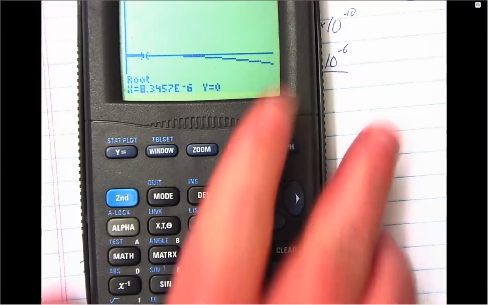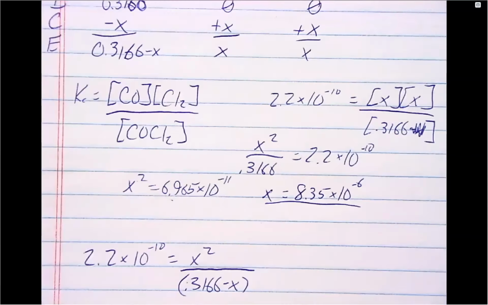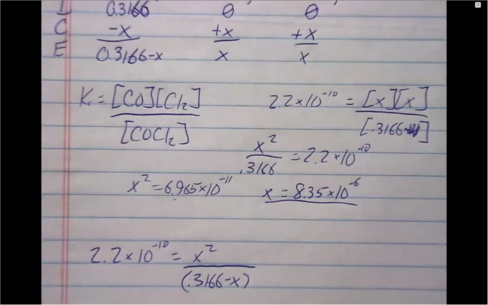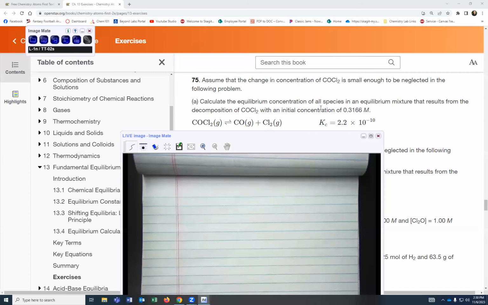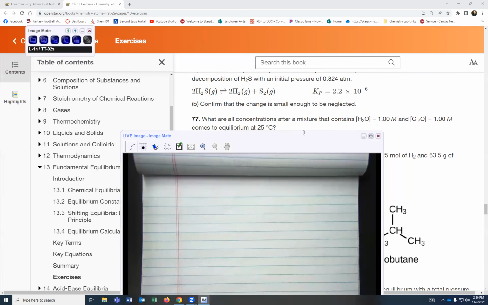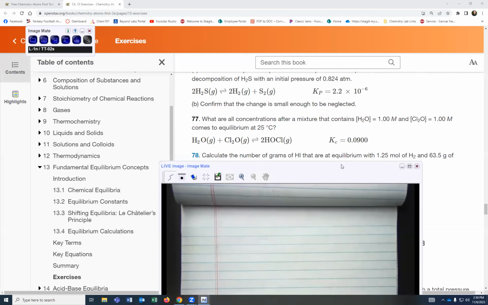All right, let's do another one of these where we will be forced to not use the simplifying assumption. So let's do number 77.